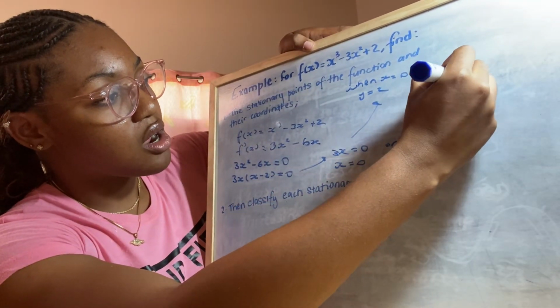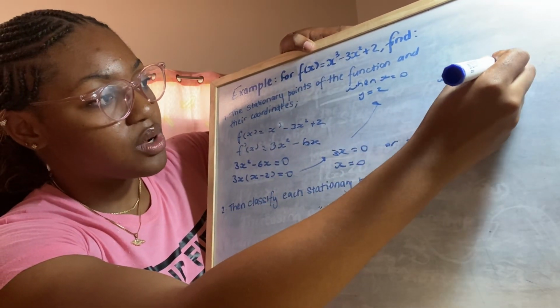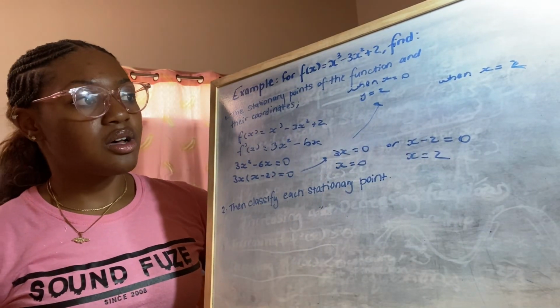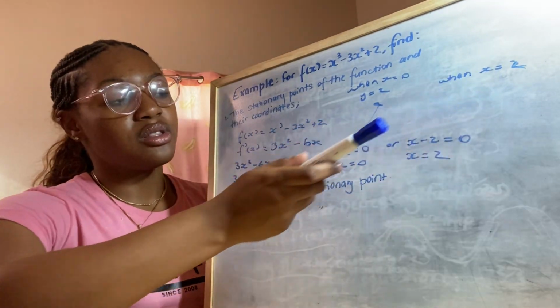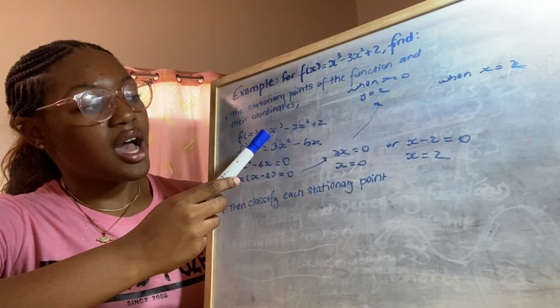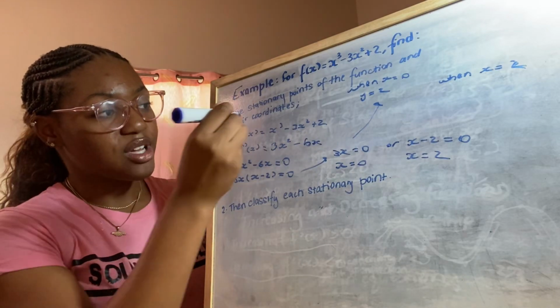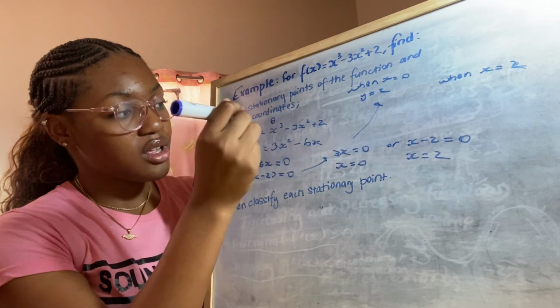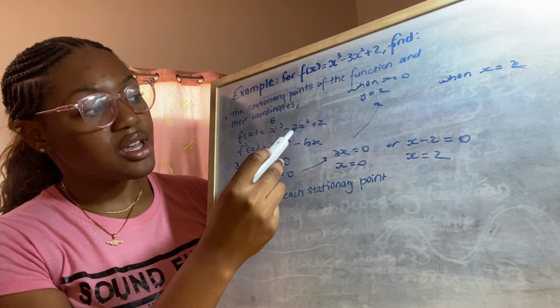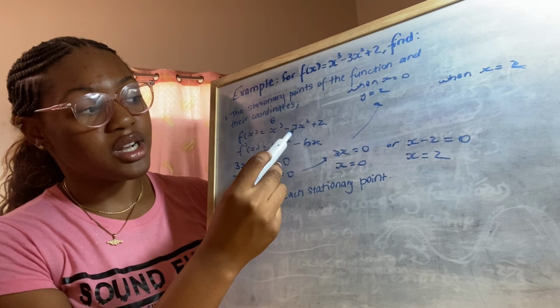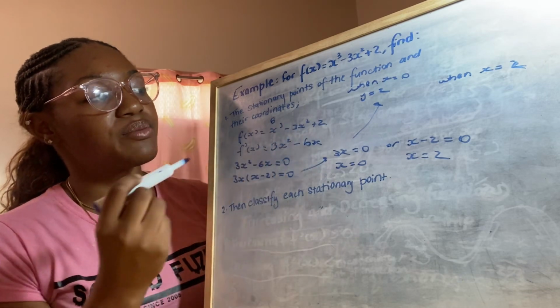And for when x is equal to 2, same thing. When we substitute 2 in the original function, we're going to have 2 cubed. 2 cubed is 8. I'll just make a note up here. Minus 3 times 2 squared. 2 squared would give us 4, and 4 times negative 3 would give us minus 12.